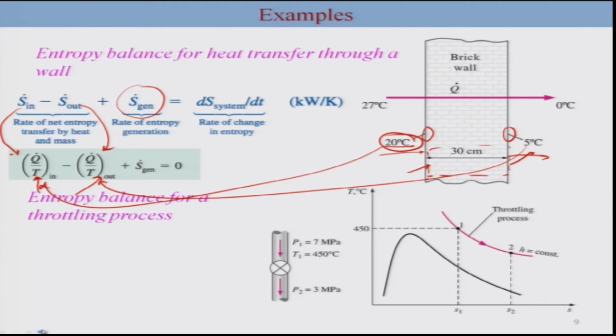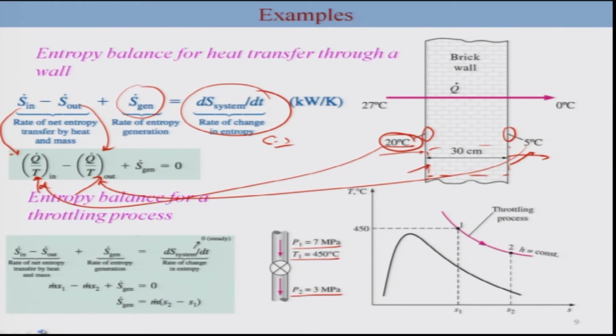You can also apply a similar exercise to a throttling process. So this is a throttling process and you have to find again the S generation. Remember, in the previous one we considered this to be steady state and hence your dS system by dt is 0. In this throttling process the pressure and temperature for the inlet are given and the outlet pressure is P2. Now we know that your enthalpy is going to be constant for the throttling process. So we can calculate your H and S here, and of course H2 is equal to H1.